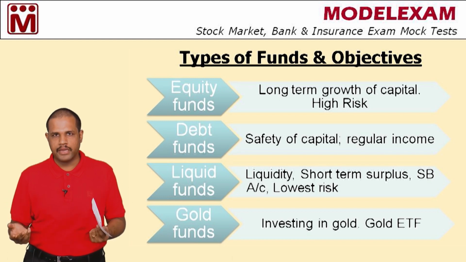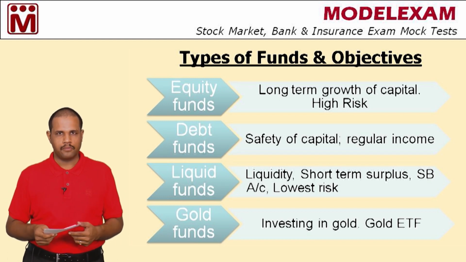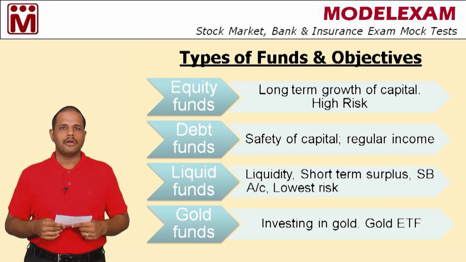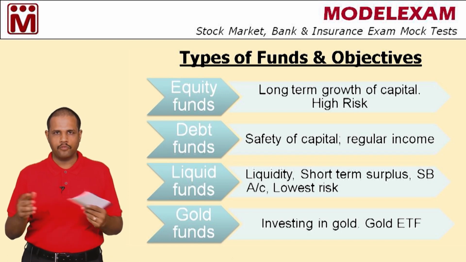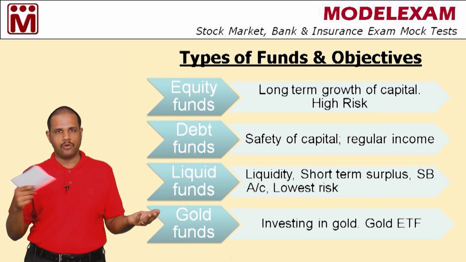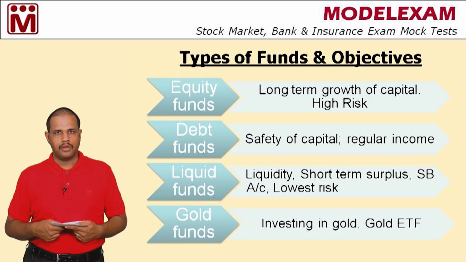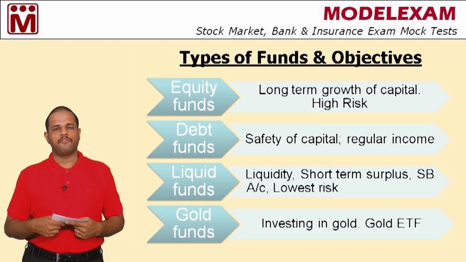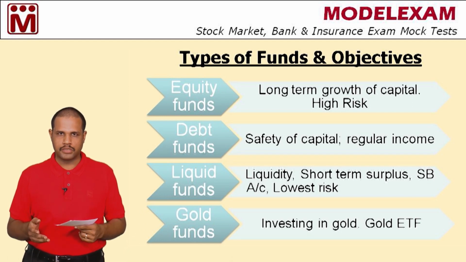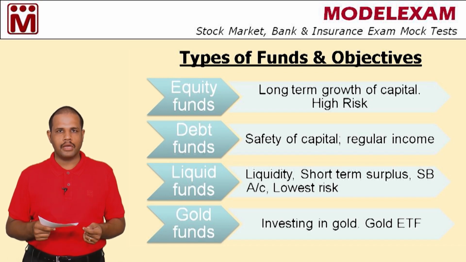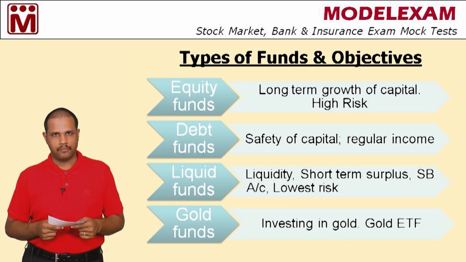And the last variant would be gold funds. Gold funds invest in gold. There are two variants again: we have gold ETF, and the other type is gold savings fund. Here investors pool their money and it is given to the fund manager. The fund manager in turn will invest in gold. So the returns depend on the returns from gold.